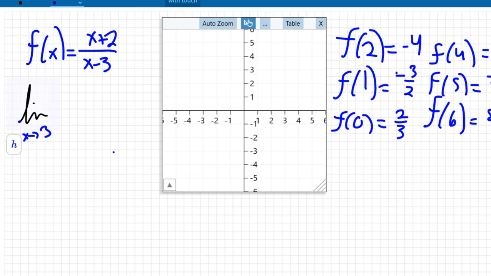So we'll go ahead and plot some of these points. So x is 2 at -4. Put a little dot right there. Function of 1 would be -3 halves, so it'd be about right here. At 0, it would be -2 thirds, so it'd be about right here. Okay, that seems about right. I think 3 points is pretty good to get an idea of what this curve is looking like.